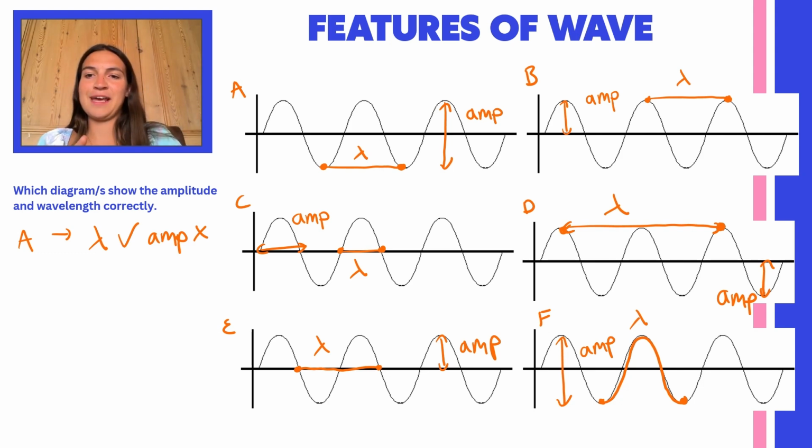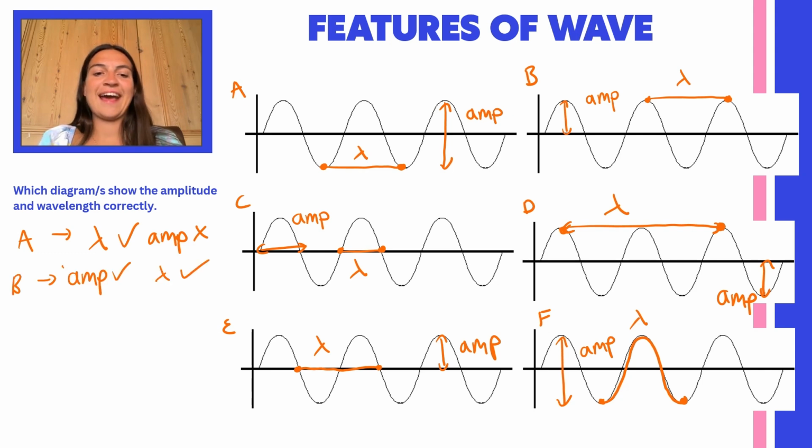Okay, let's look at B. This time our amplitude is correct from that horizontal line to the crest, and our wavelength is correct because those are two crests which are next to each other. Good. Okay, now let's look at C.